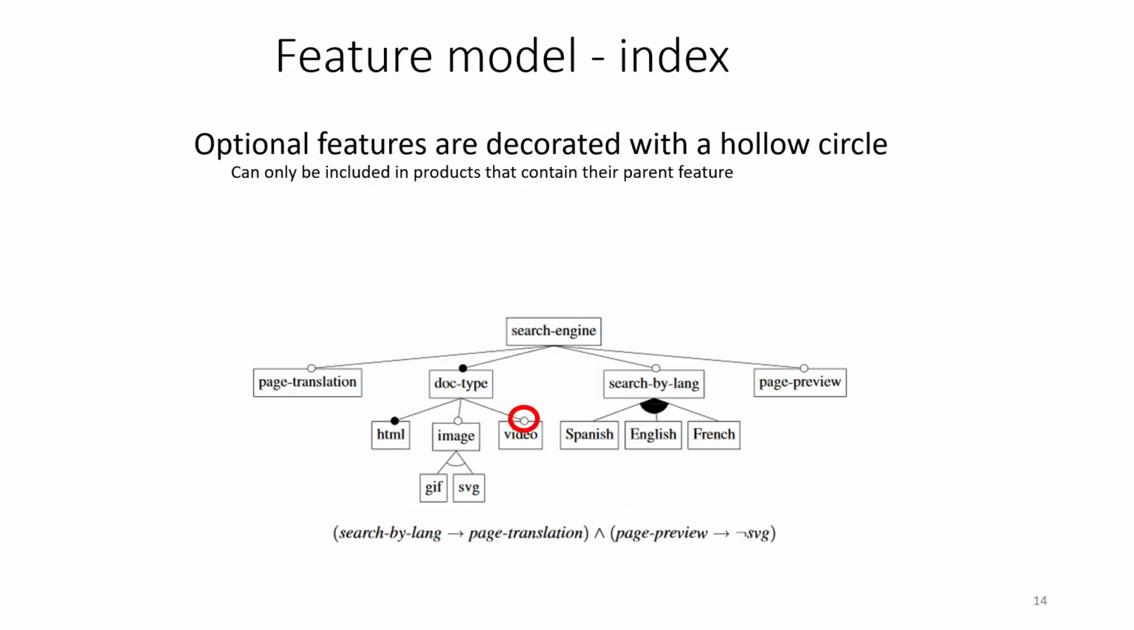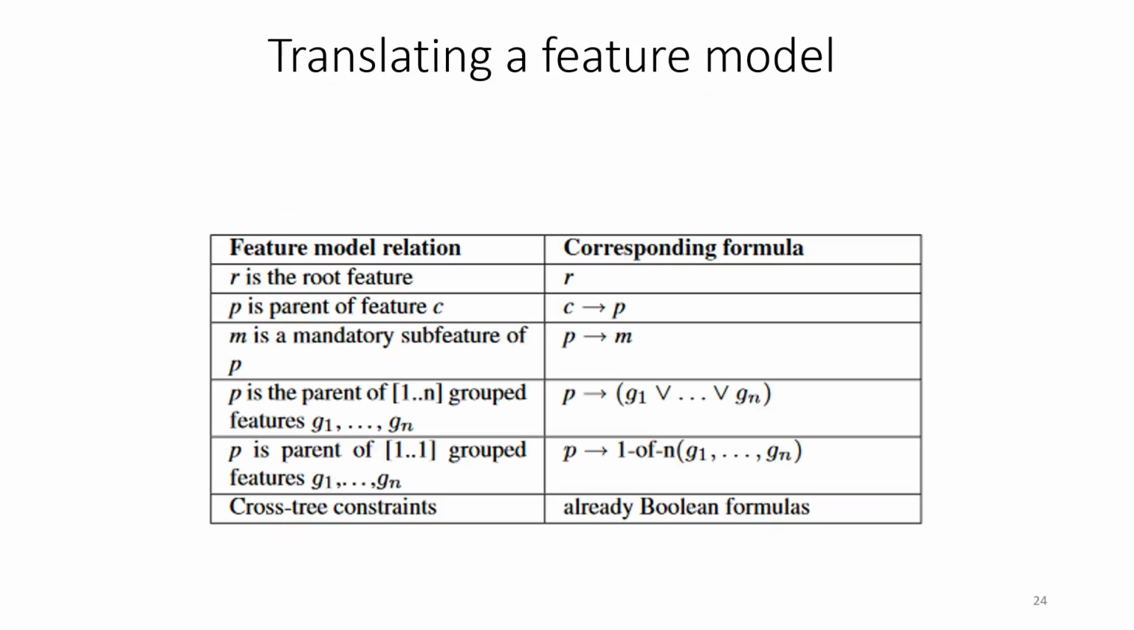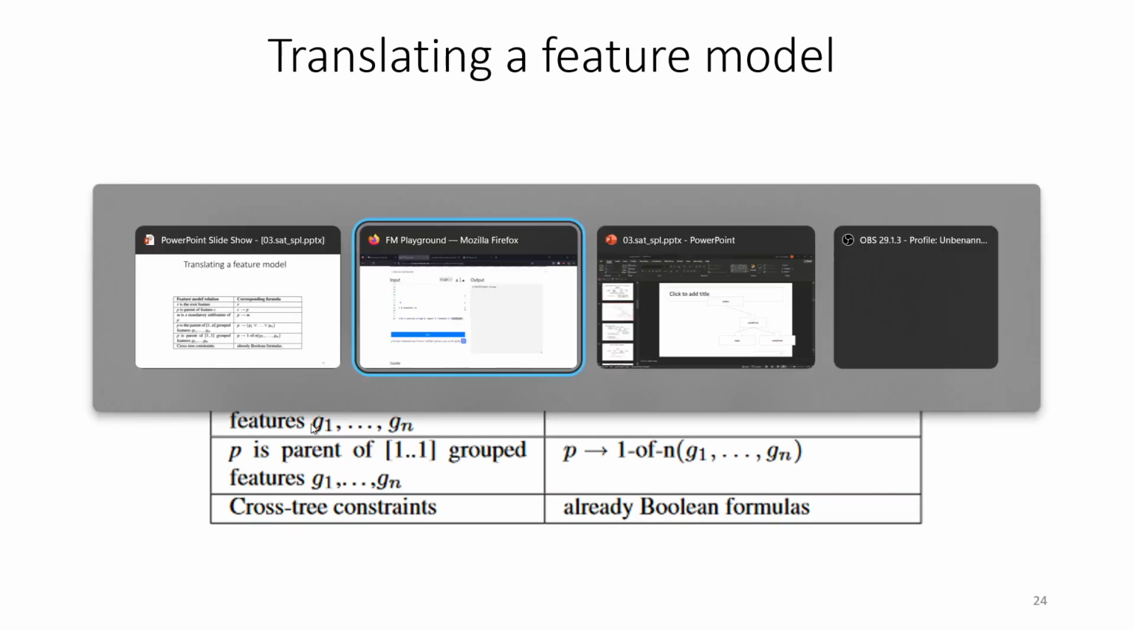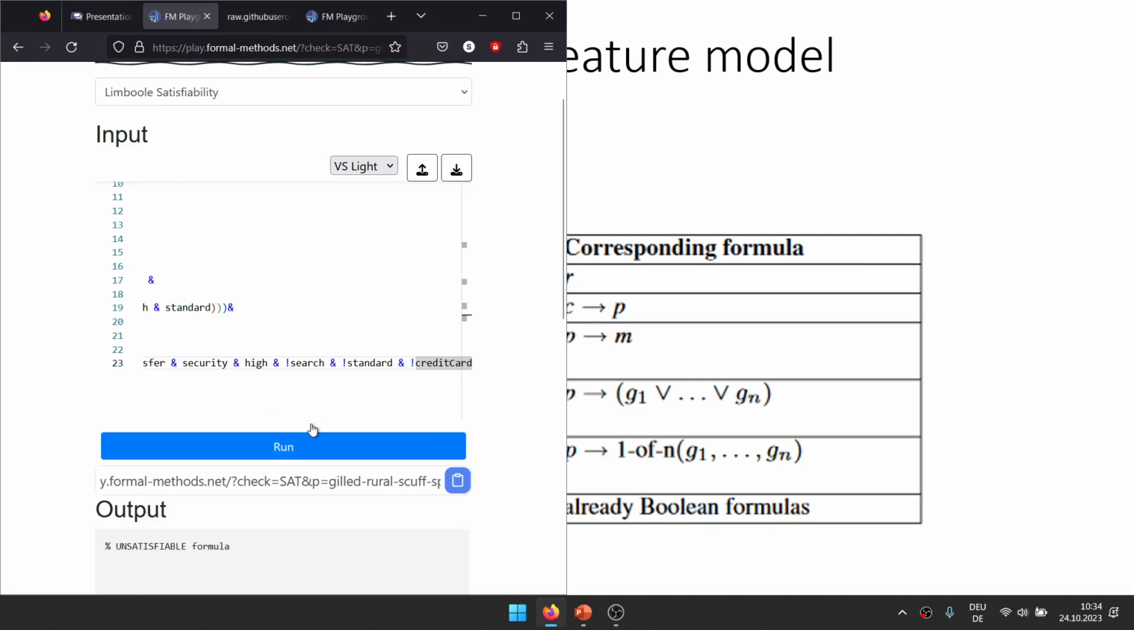So let's look at what's behind this question mark. Those formulas. So we said R is the root feature. Let's look at our translation. Can I put it again side by side? Try.